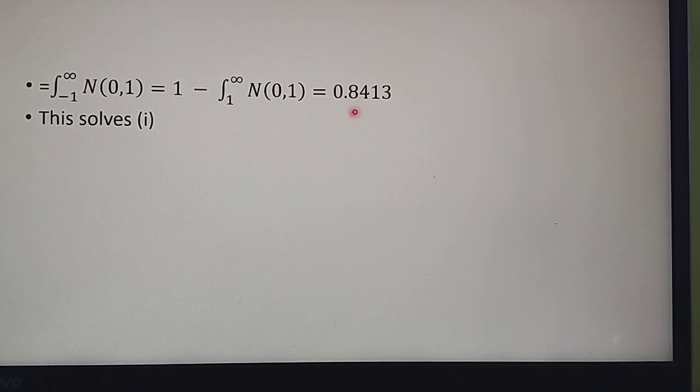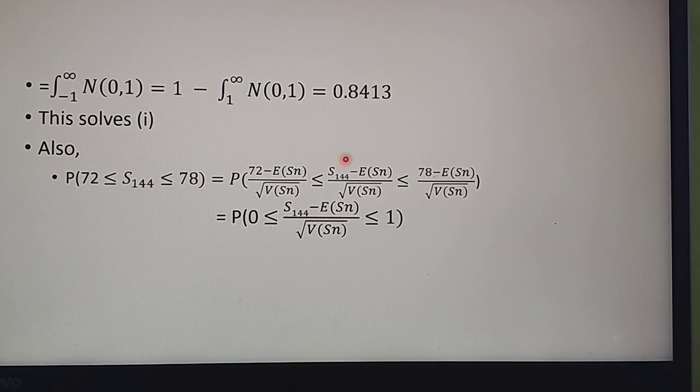So this is from the standard normal table. Some probability will come for minus 1, after that you subtract it, and this will come. So do not bother much about this. If you are able to look at the standard normal table, you find this out and subtract that from 1, and you will get this. This solves 1.